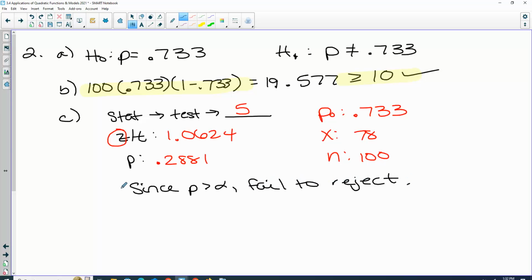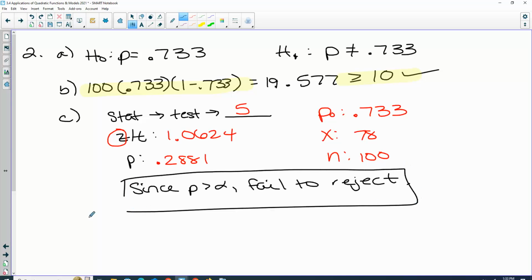If I wanted an entire sentence explaining it, I would probably add a part D and say, write a sentence explaining this conclusion. And that would be when you say, there is not enough evidence to conclude the proportion is different than 0.733. Is that okay?